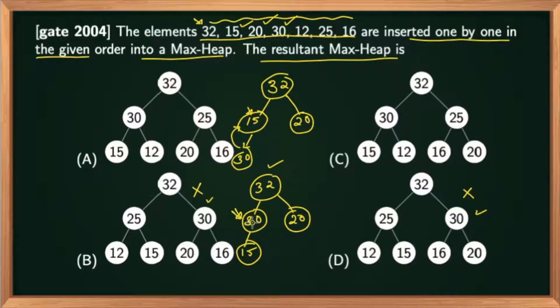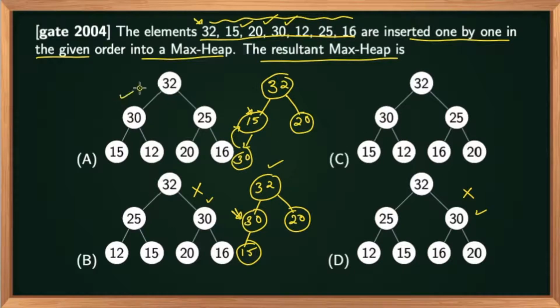I am not saying that 30 will not move to the right side. 30 will move to the right side only once it has moved to the root. But we have 32, which is the largest element, so we know that 30 can never move to the root. Only once it moves to the root can it move to the right. So choice B is wrong, choice D is wrong, and the answer may be A or C.